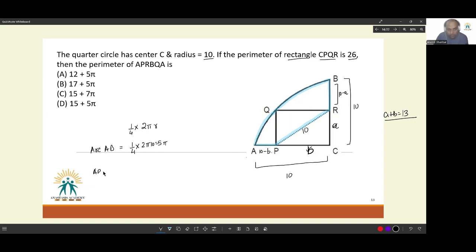For AP plus BR, you see we are getting 20 minus A minus B. We know A plus B is 13. So it is 20 minus 13, 7. And finally PR, we know, is 10. We simply have to add these 3 portions together in order to arrive at the perimeter. So the correct answer will be 17 plus 5 pi, or option B will be the right answer.